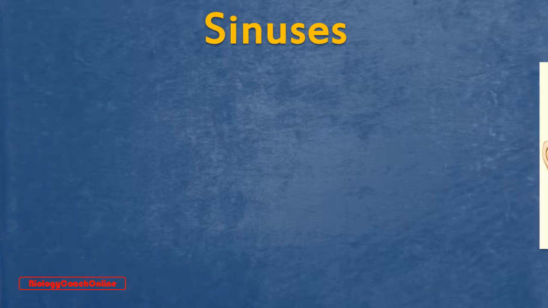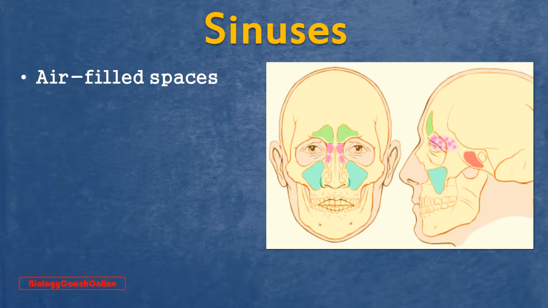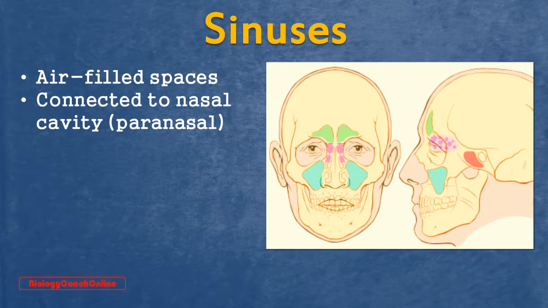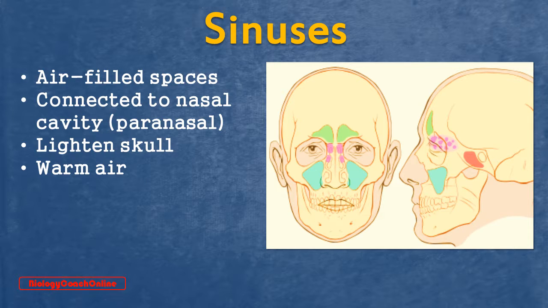Now there's a new term for you, sinus. Sinuses are air-filled spaces, usually encased by bone. The sinuses in the head are connected to the nasal cavity, and so we refer to them as paranasal sinuses. They act to lighten the skull. After all, they are air pockets. They act to warm air as you breathe in. The sinuses also give resonance to your voice.